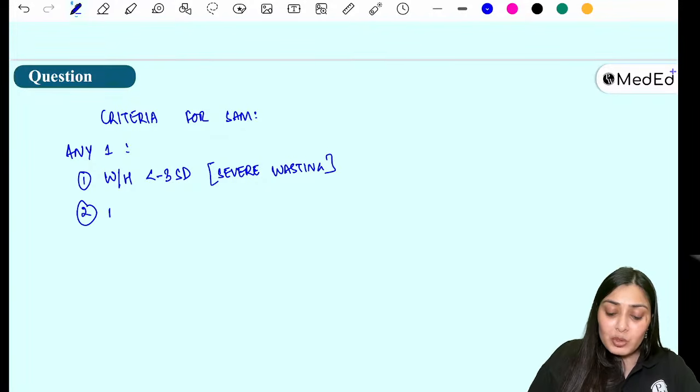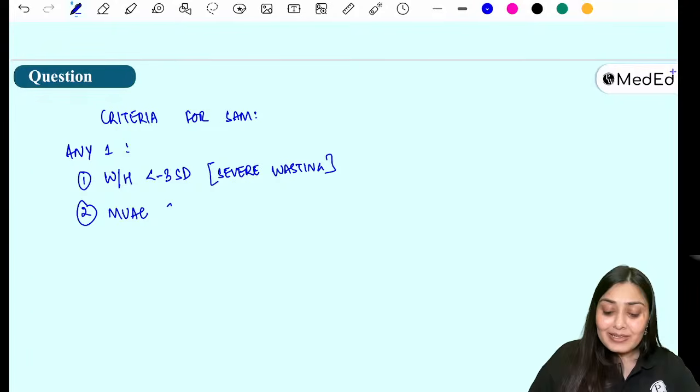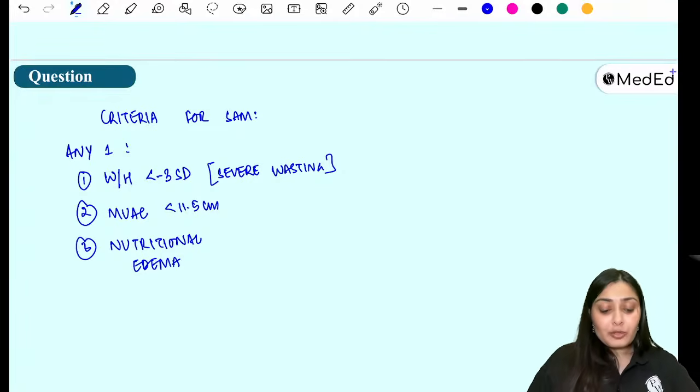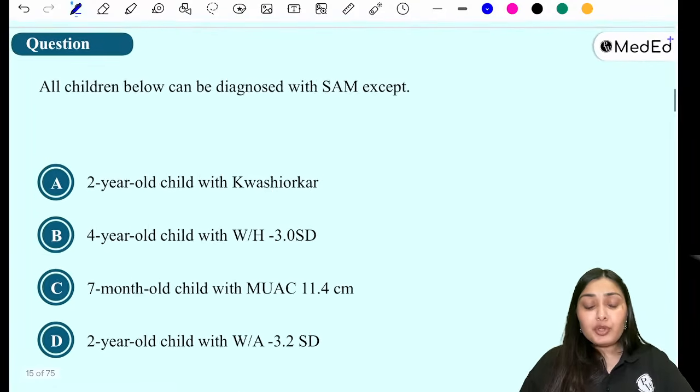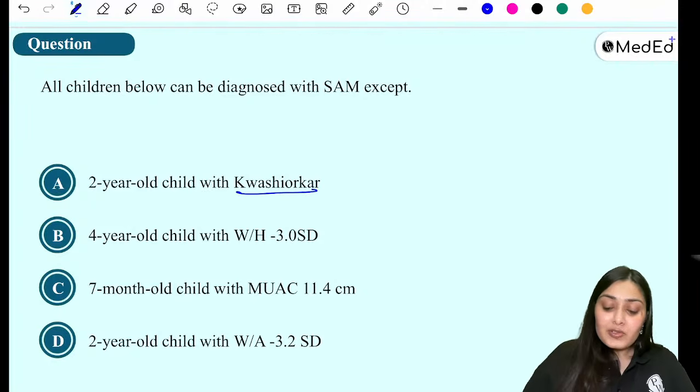Then second is MUAC. Definitely in a 6 months to 5 years old child, we can check this MUAC. If it is less than 11.5 centimeter, it's SAM. And lastly, nutritional edema. So now let's go back to our question. A 2-year-old child with kwashiorkor, that means edema is there. So this is definitely SAM.